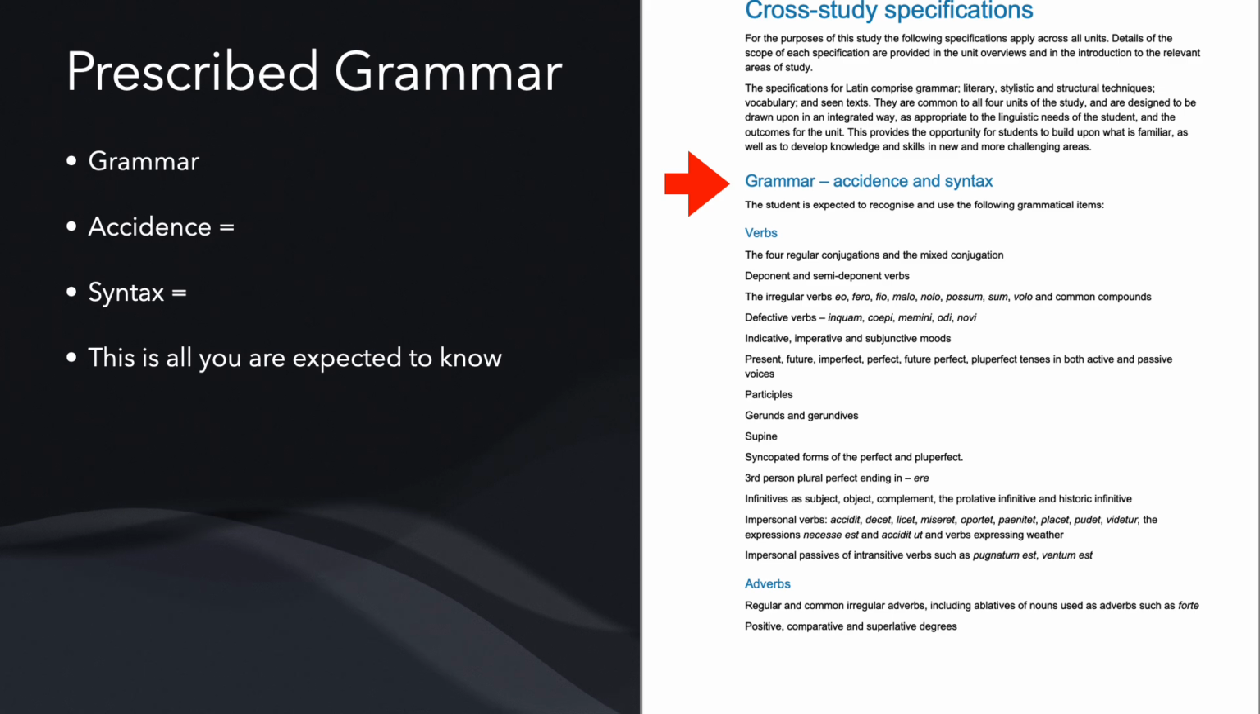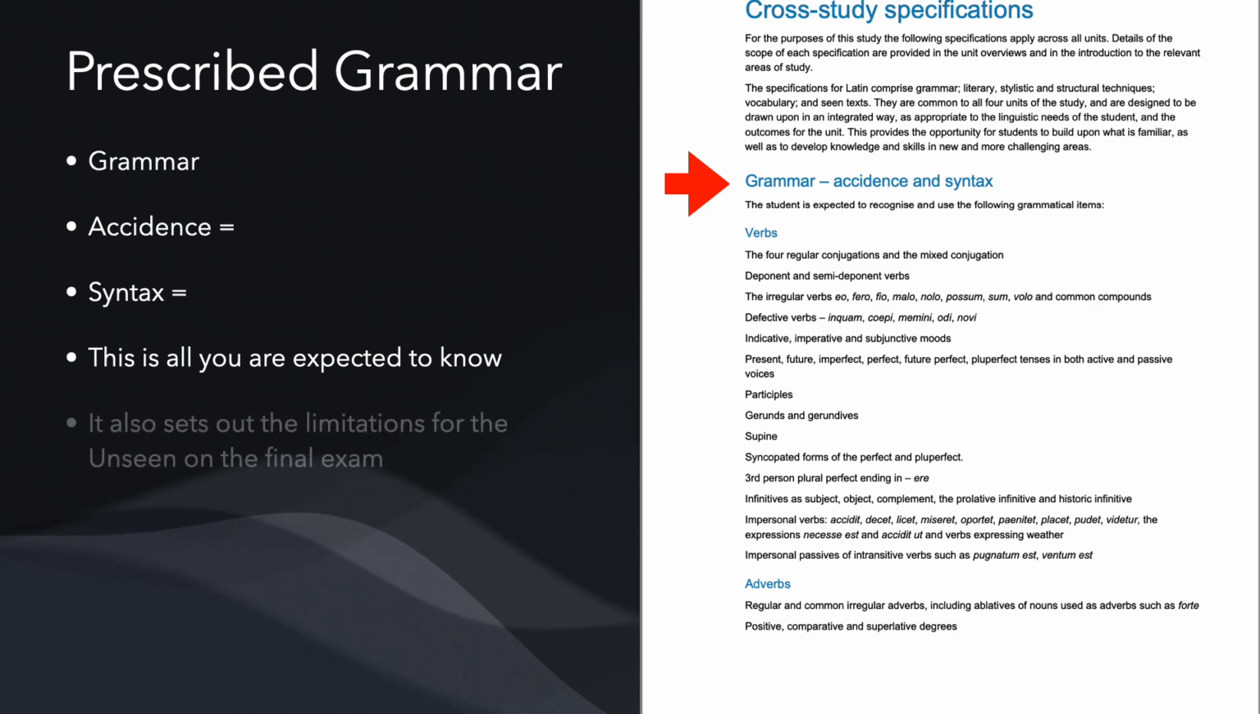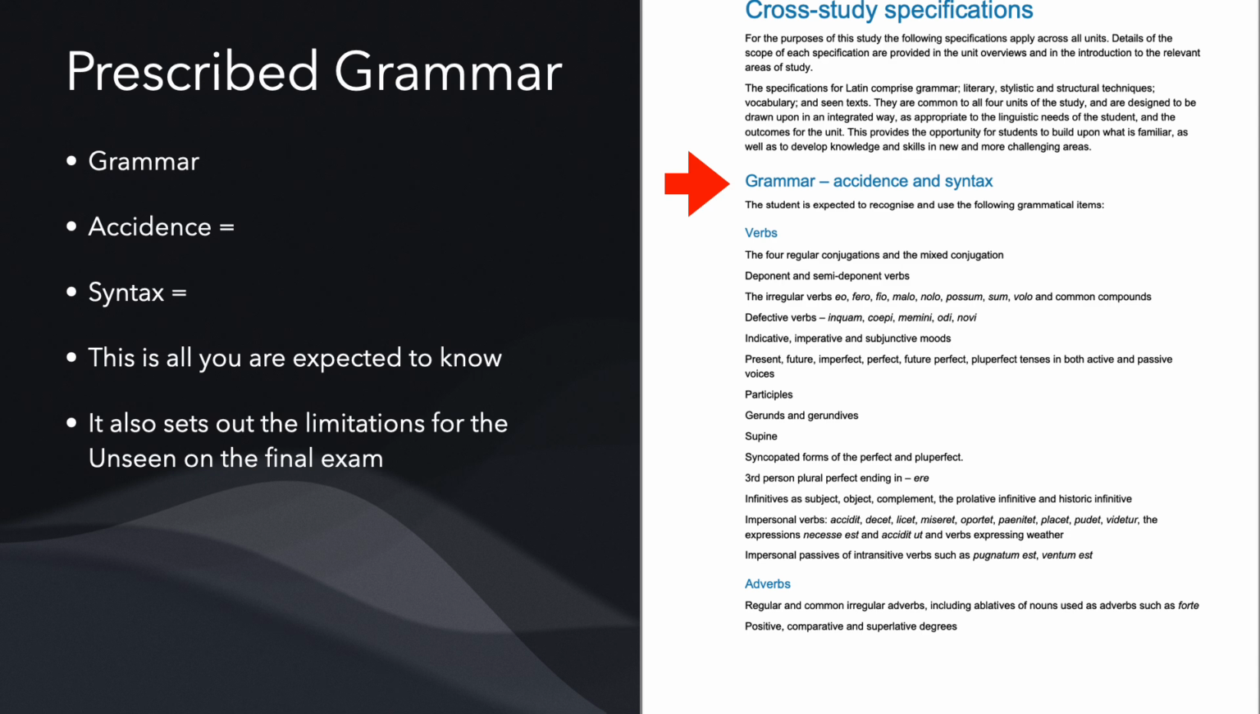Now, this is all you're expected to know. And it's a fairly huge and daunting list, as you'll see. It goes on for page after page. It does set out the limitations for what the exam setters are able to include, for example, in the unseen translation on the final exam. If it's not in this, then it really shouldn't be in the passage.